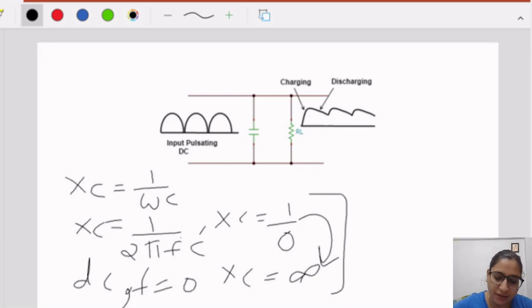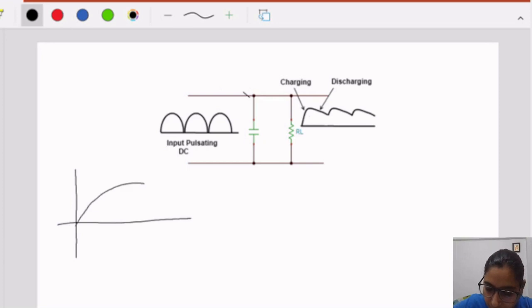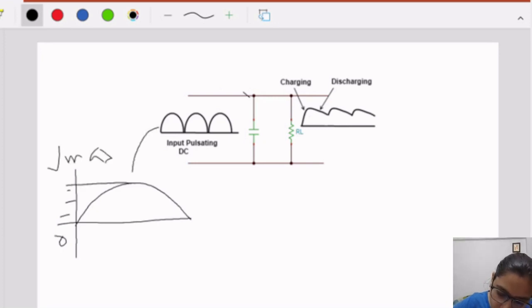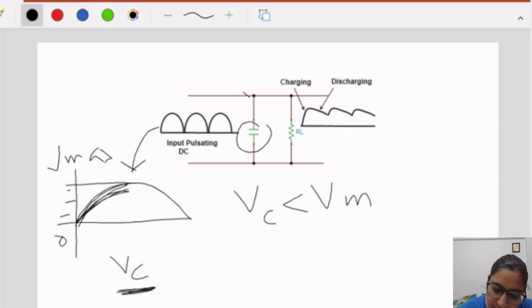Now, we will discuss the circuitry. What is happening in the circuit? I am making the waveform here. It is increasing from 0 to 1, 2, 3 and going till Vmax. We are considering the output waveform maximum at Vmax, and the capacitor voltage we are considering as Vc. When the capacitor voltage is smaller than Vmax, the capacitor is charging. In this region, the capacitor is charging. When the input is increasing from 0 to Vmax, the capacitor is charging.